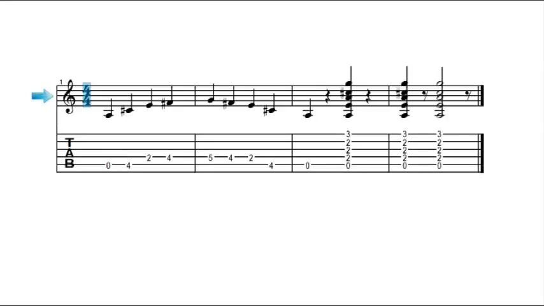1, 2, 3, 4, 2, 2, 3, 4, 3, 2, 3, 4, 4, 2, 3, 4. 4 beats in each measure. So since each measure has 4 beats, this is what it would look like when you're counting measures. 1, 2, 3, 4, 2, 2, 3, 4, 3, 2, 3, 4, 4, 2, 3, 4.